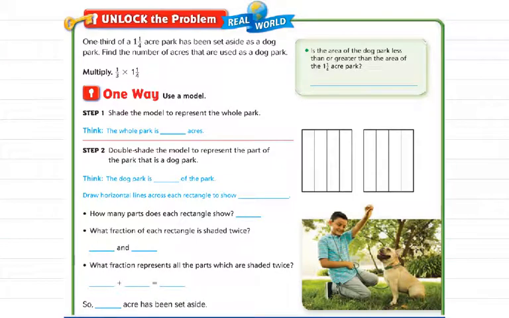Students, in lesson 7.9, we will be working on multiplying mixed numbers. Our essential question for this lesson is, how do you multiply mixed numbers? So in the past, when we've drawn models and used a number line to scale, we're actually going to do the actual multiplication today. So we're going to start with the unlock the problem real world.